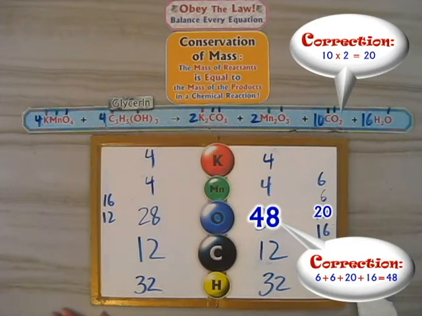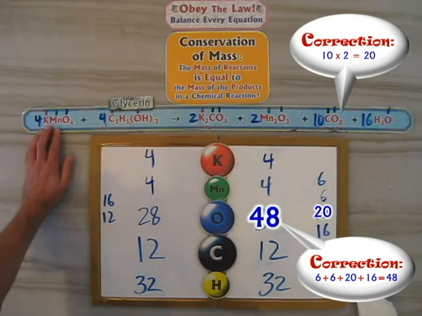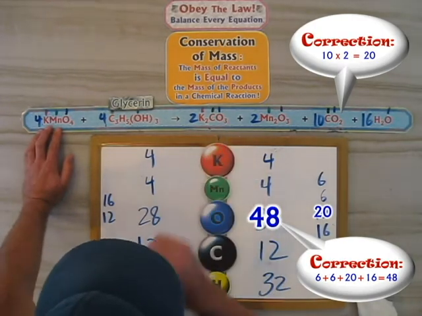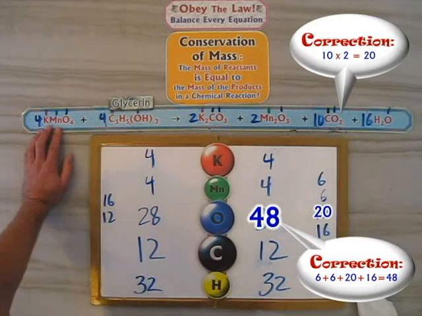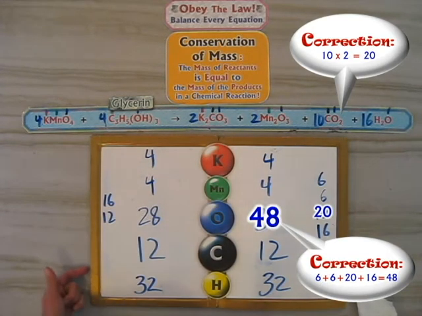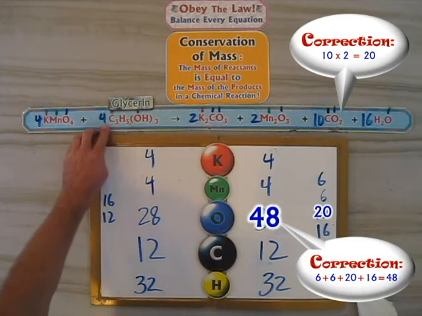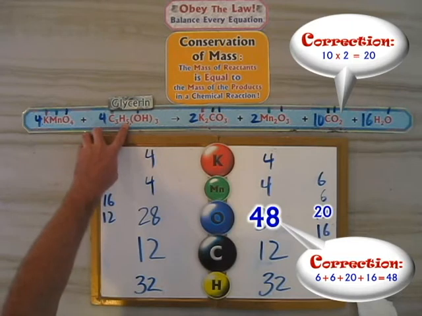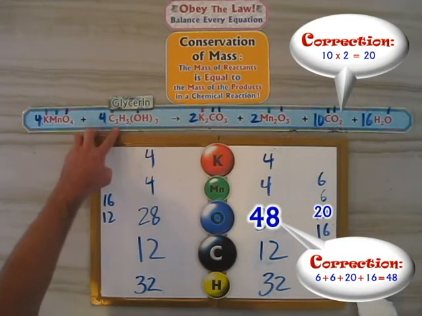All right, so let's see here. What's a good thing to do? Well, we don't want to mess with the potassium and the manganese because those seem to be balanced. I guess the carbon would be the next one. So we don't want to mess with this coefficient because if we did, it would throw off the hydrogen. So we've got 12 carbons.